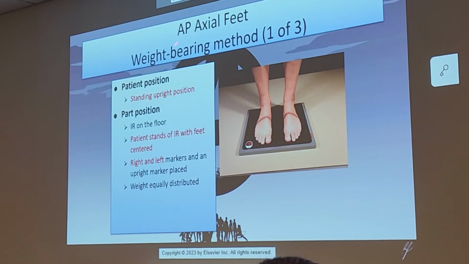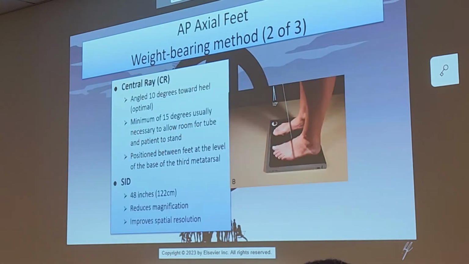Everything that you do in this projection is in the name, right? Axial, you know you've got angulation to the tube. Weight bearing, you know you have to have them apply pressure to the feet. The angulation is the same as a regular AP, 10 degrees towards the heel. Because what does angulation do? It opens the joint spaces, correct. And a minimum of 15 degrees is usually necessary to allow room for the tube and patient to stand.